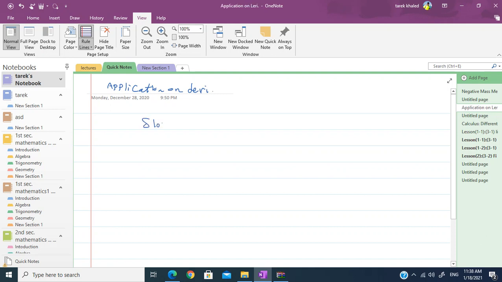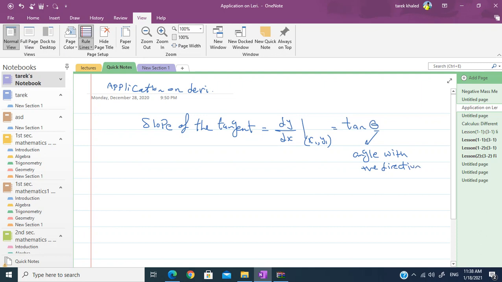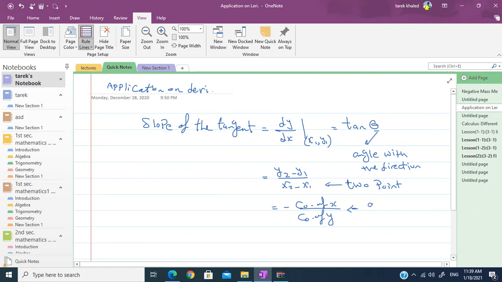We must know the slope of the tangent equals dy by dx at the indicated point x1, y1, or tan theta, where theta is the angle made with the positive direction of the x-axis, or y2 minus y1 over x2 minus x1 if I give you two points, or the negative coefficient of x over the coefficient of y if I give you the equation of a straight line in general.